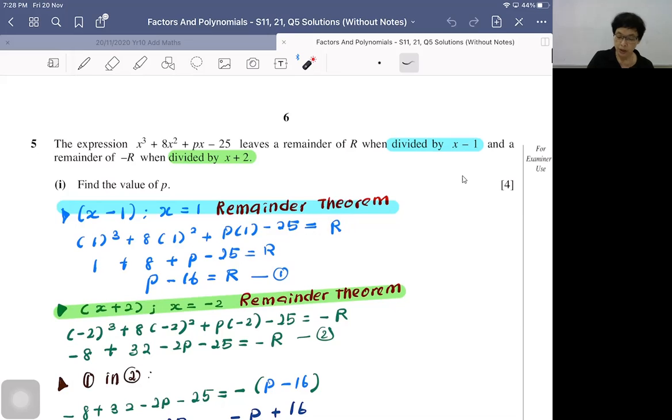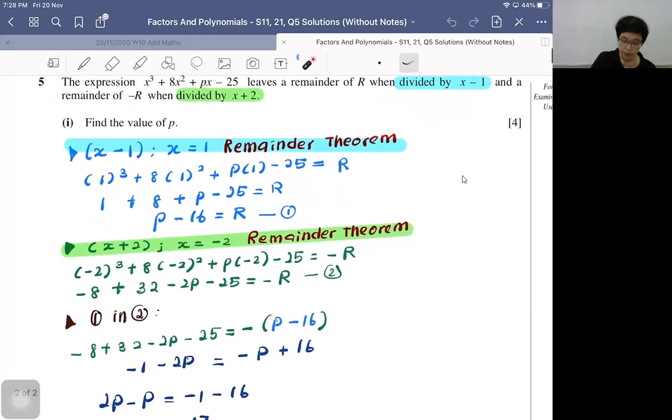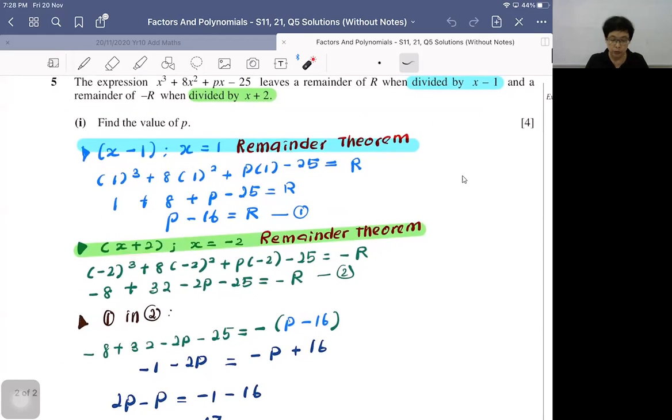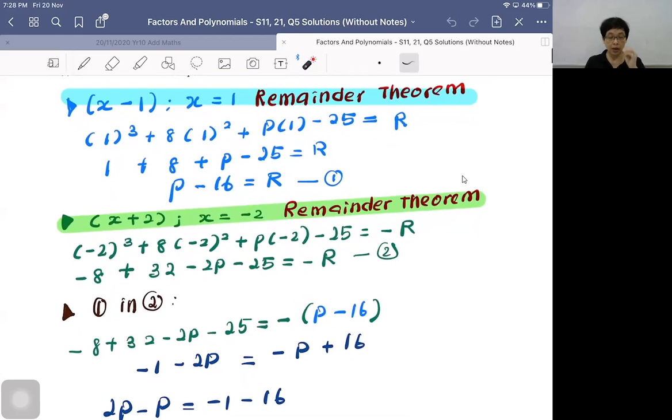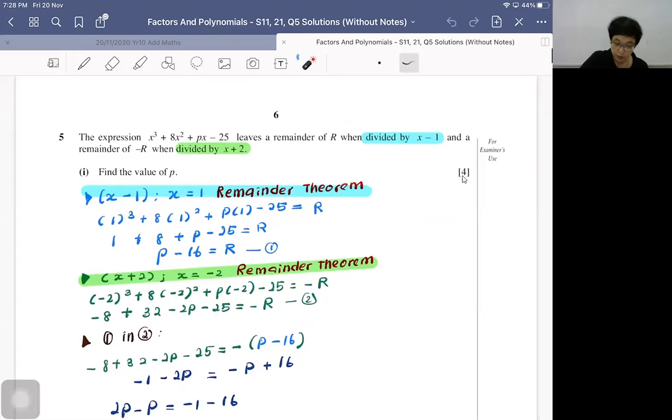Now we proceed with the next statement, when it says, and a remainder of negative r when it is divided by x plus 2. We do the same thing from divisor x plus 2. We draw out the x value. Yes, exactly what we do, and therefore we get x equals negative 2. So now we're just going to take the negative 2 value and substitute into all these x places.